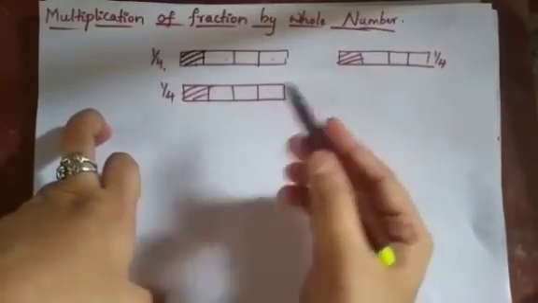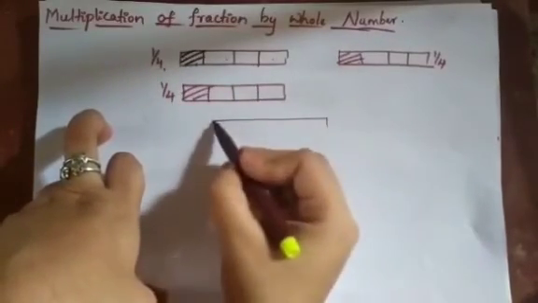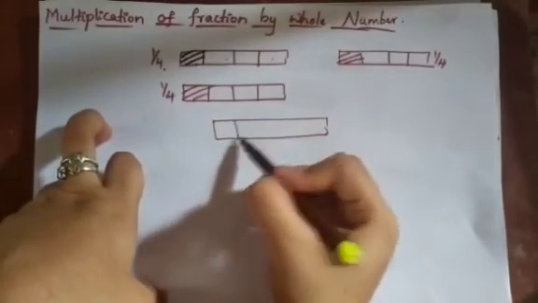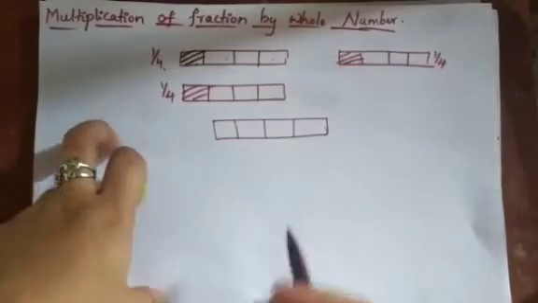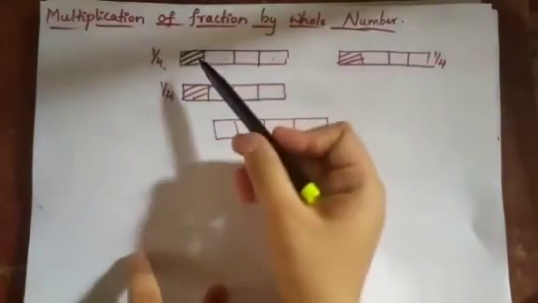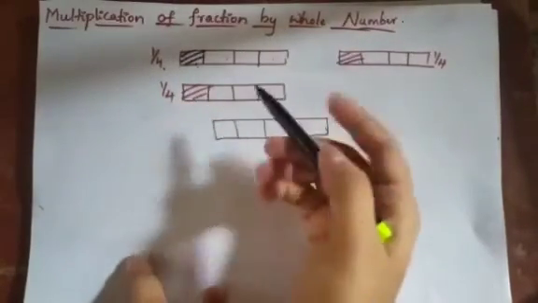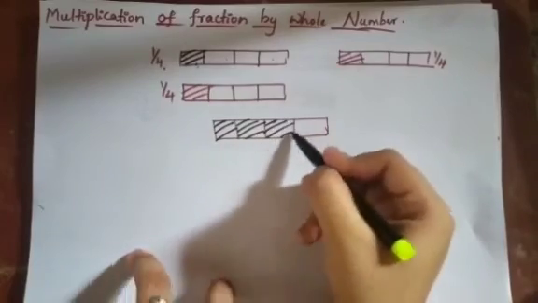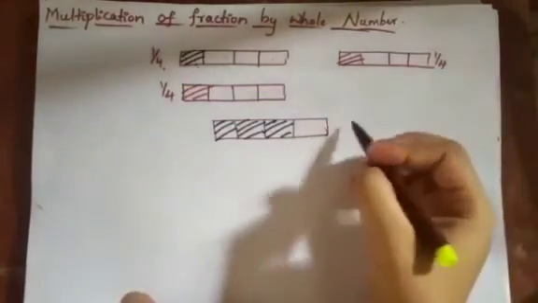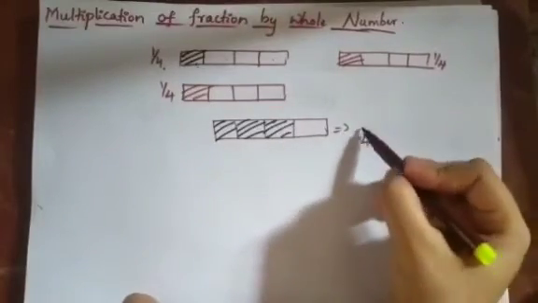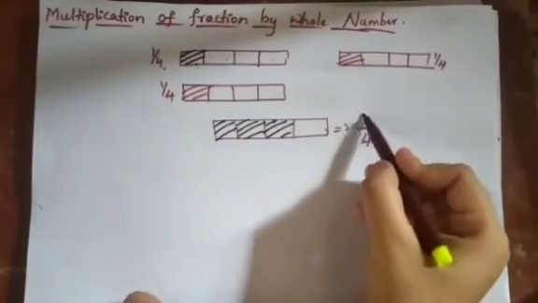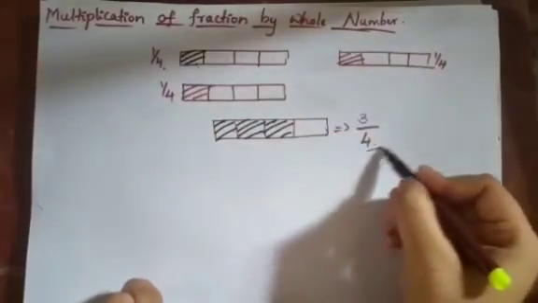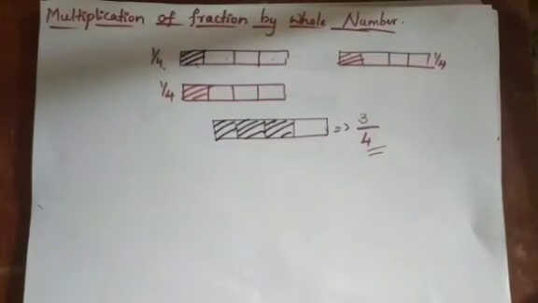So I can take these 3 figures as one figure. How I can do this is, here also 4 parts are divided. Out of 4 parts, how many parts are shaded? Here 1 part, here 2 parts, and here 3 parts. So out of 4 parts, how many parts are shaded? 3 parts have been shaded. Okay, so among these three cases I can write this fraction as 3 divided by 4.